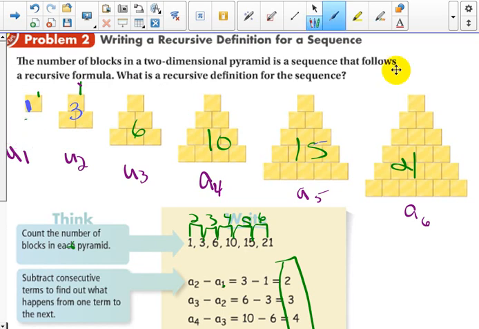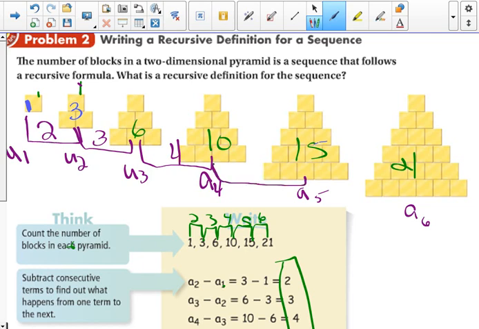We subtract. Let's subtract the current. Let's start at 2 and go 3 minus 1. What is 3 minus 1? It's 2. Now let's do the next one. What is 6 minus 3? 3. What about the fourth element? 10 minus 6? 4. Let's look at the fifth element. What is 15 minus 10? What about the sixth element? 21 minus 15. So it looks like whatever element we were on ends up being the answer.